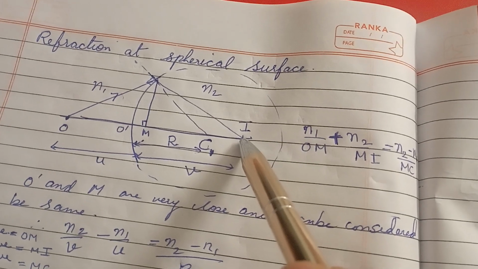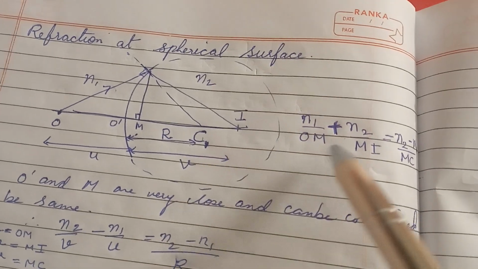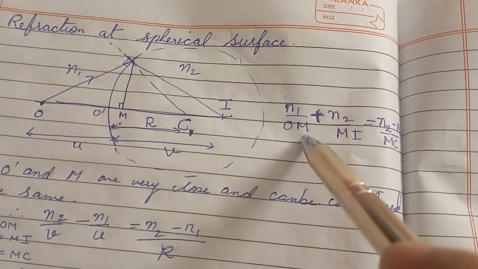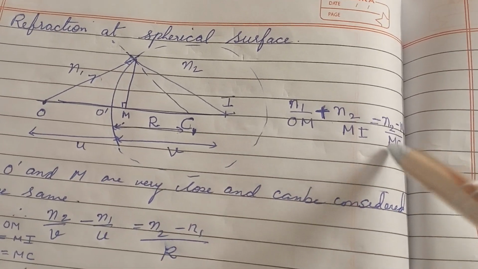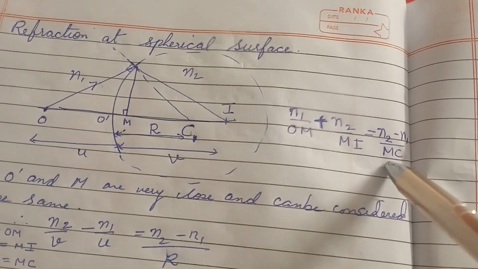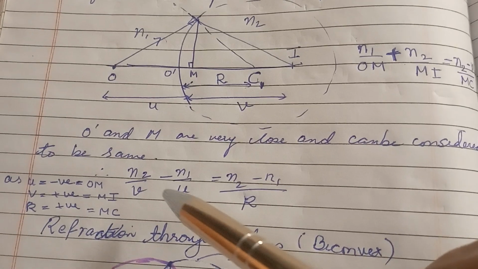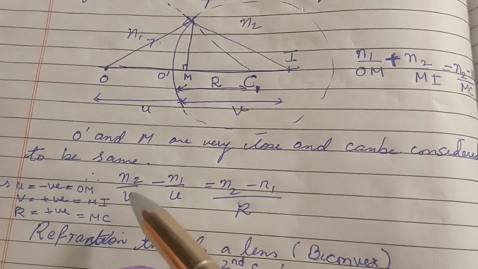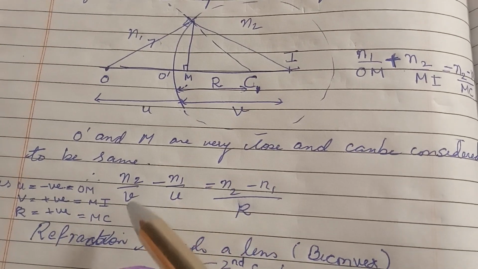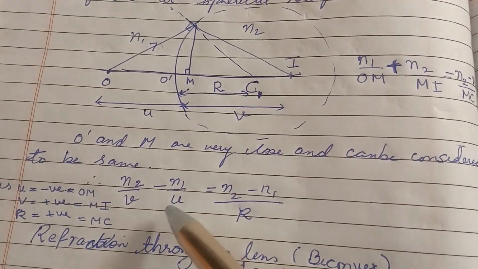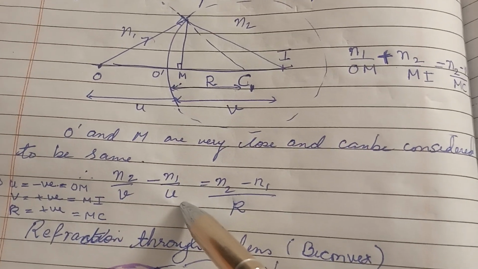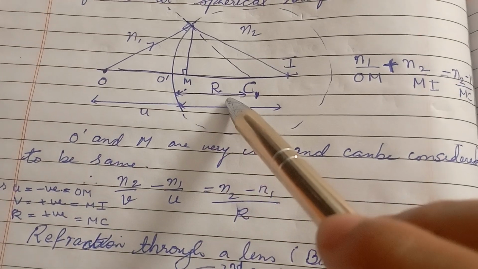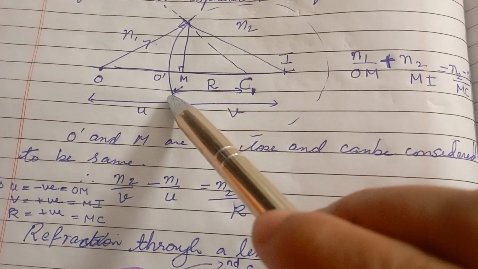Using this, in the last class we had derived the whole relationship where we had found out that N1 by OM plus N2 by MI is equal to (N2 minus N1) divided by MC. Putting the values, because O and M were very close to each other, we considered them to be the same, and so N2 by V, where V is the image distance, minus N1 by U, which is the object distance, is equal to (N2 minus N1) divided by R, where R is the radius of curvature of the spherical surface.